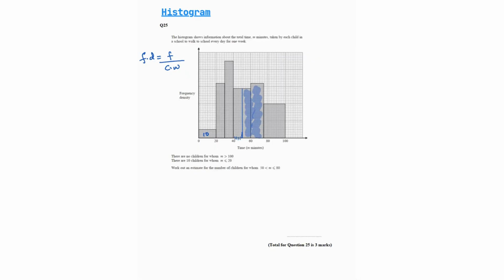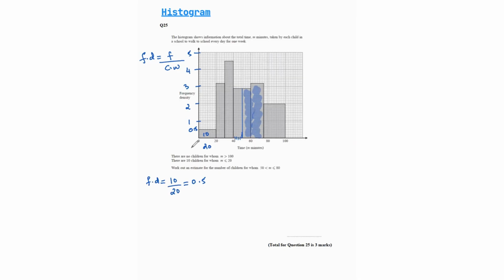Okay, so first let's begin with using this frequency value to find the frequency density. We know the class width over here is 20, which is the difference between the maximum and the minimum value of the bar. So frequency density for the first interval is going to be 10 over 20, which is 0.5. Which means this is 0.5. So that means this is 1, this is 2, 3, 4, and 5.